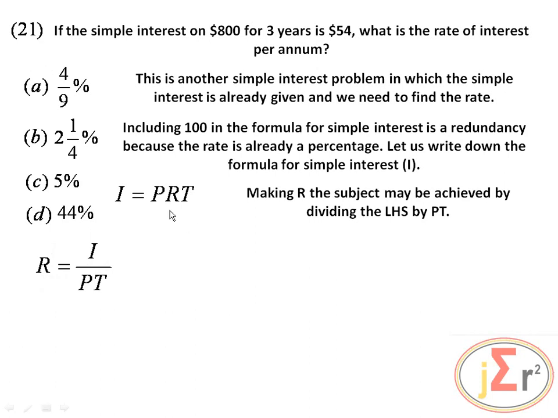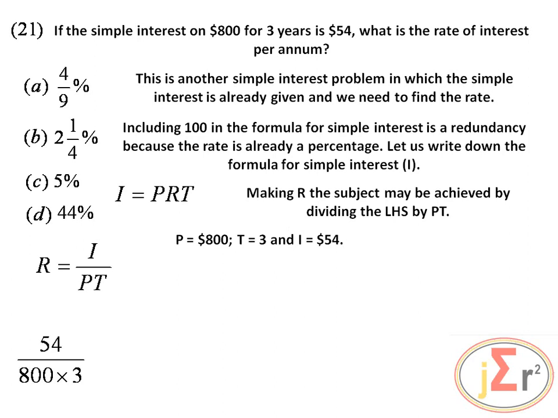If we need to make the rate the subject, we need to divide the entire equation by PT. By so doing, P and T will be eliminated from the right-hand side, and on the left-hand side we have the interest over the product of principal and time, and that is equal to the rate. We have the principal is 800, the time is 3, and the interest is $54.